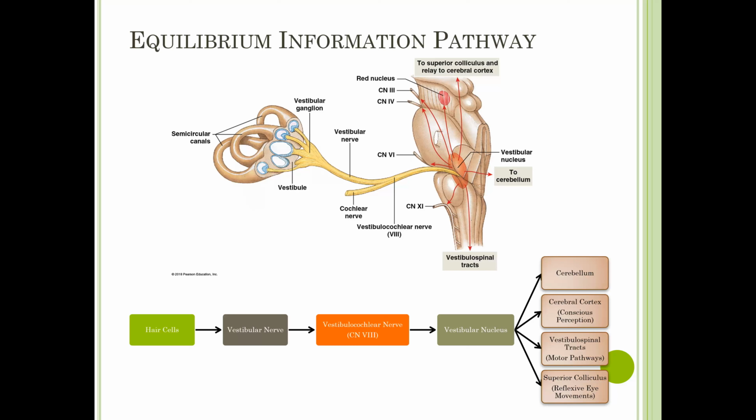You also send signals downward into the vestibulospinal tracts, which are motor pathways that adjust your muscle tone in response to changes in balance and equilibrium. And then there are also copies that go to the superior colliculus, which help with your reflexive eye movement. So as your head is moving, your eye has to change position to focus on whatever you're looking at, and so the superior colliculus will help with that. So that is the pathway of equilibrium information.